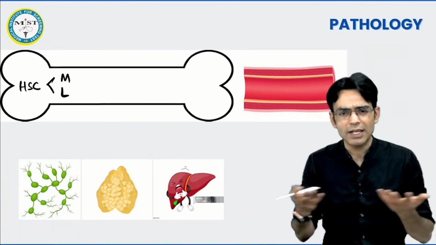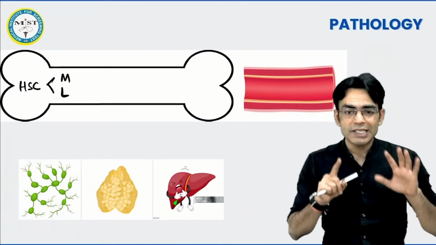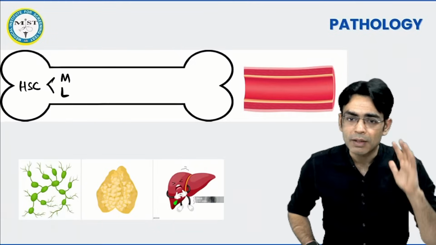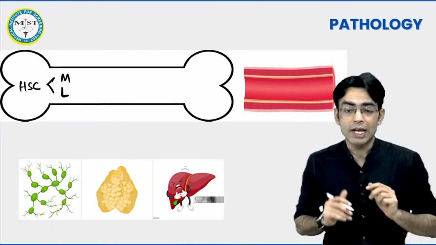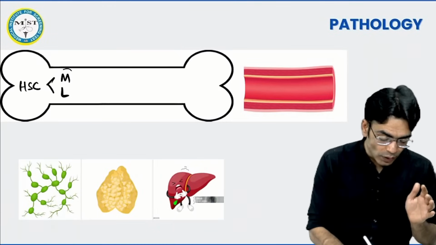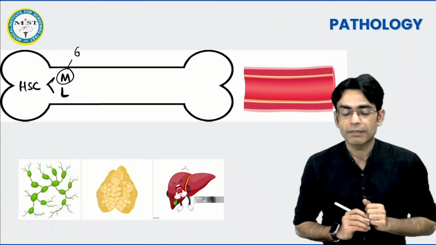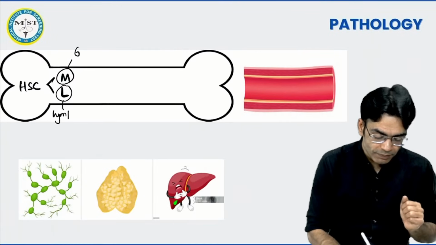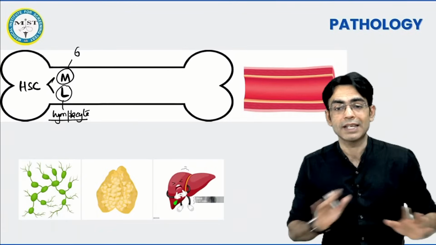Let's do it once here, it will be easy for you. You are having 7 cells. How? 1 RBC, 1 platelet and 5 types of WBCs. So total 7 cells. Out of those 7 cells, the myeloid cell is giving you 6 cells. Lymphoid is only giving you a lymphocyte. Lymphocyte, only lymphocyte, nothing else.